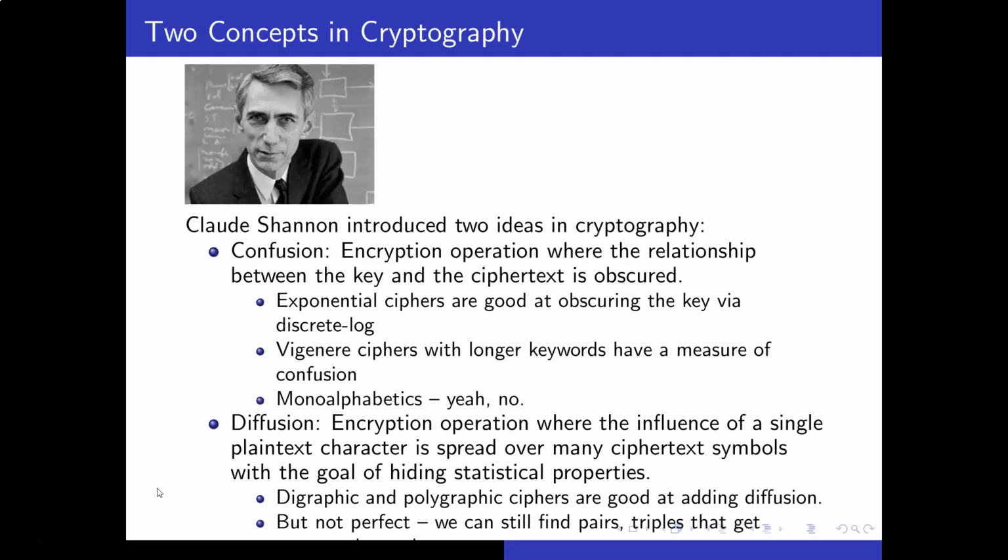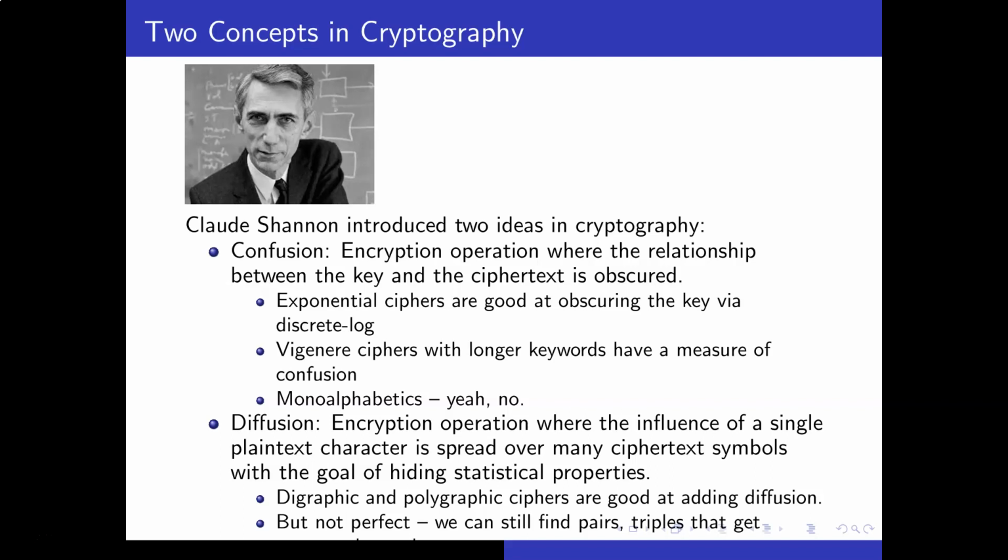So we come to a very interesting man by the name of Claude Shannon. Claude Shannon was a mathematician and computer scientist who made great strides in the areas of cryptography and what's also called coding theory, or error-correcting codes. He developed two concepts for cryptography, and he labeled them confusion and diffusion. Okay, confusion is where you have encryption operations that obscure the relationship between the key and the ciphertext.